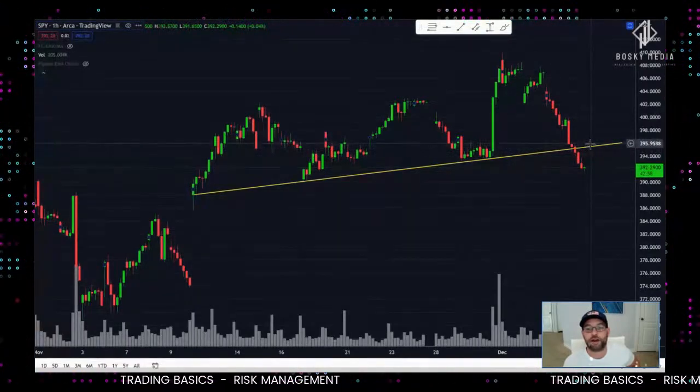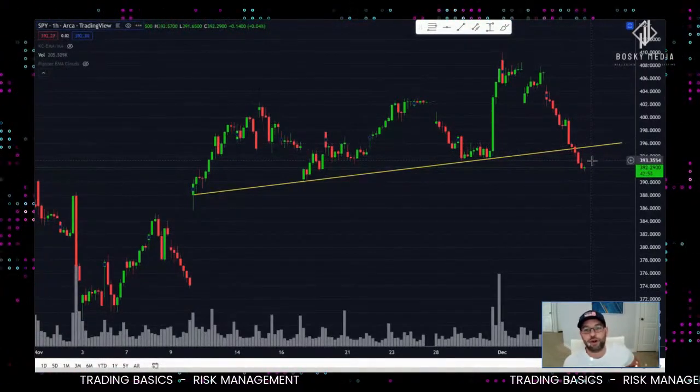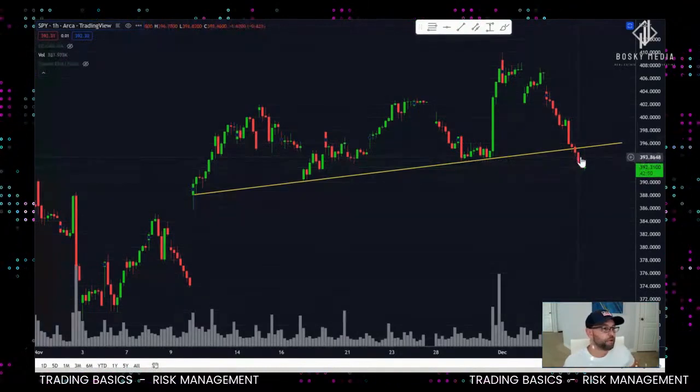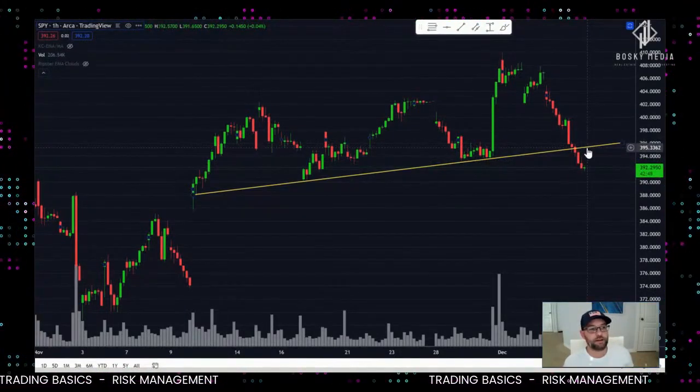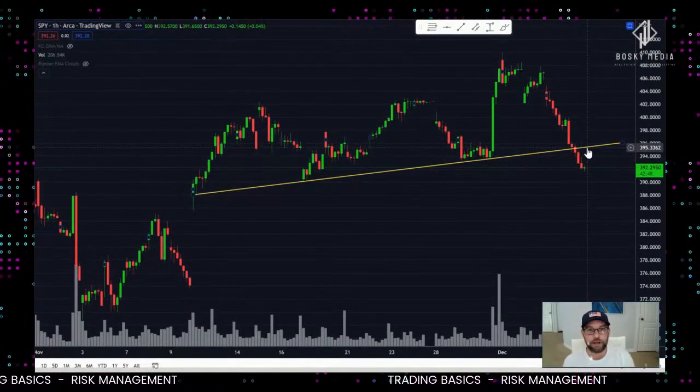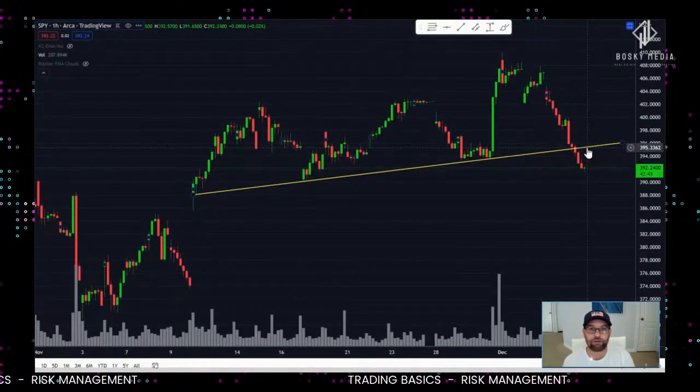If we close back above that line, you were wrong on that trade. You have to exit that trade. And that's really the key to being profitable, is admitting when you're wrong and exiting that trade quickly.